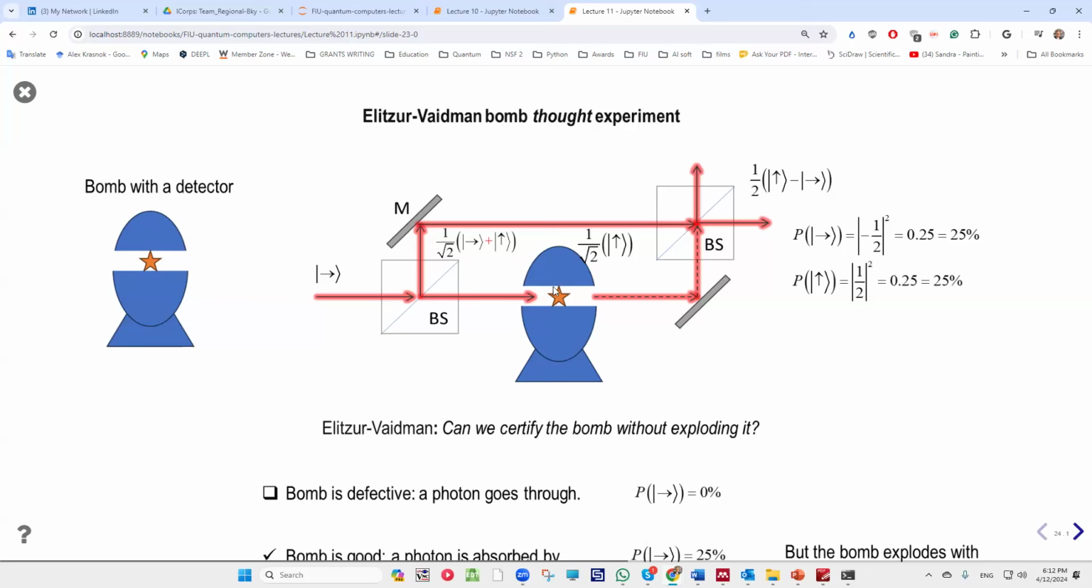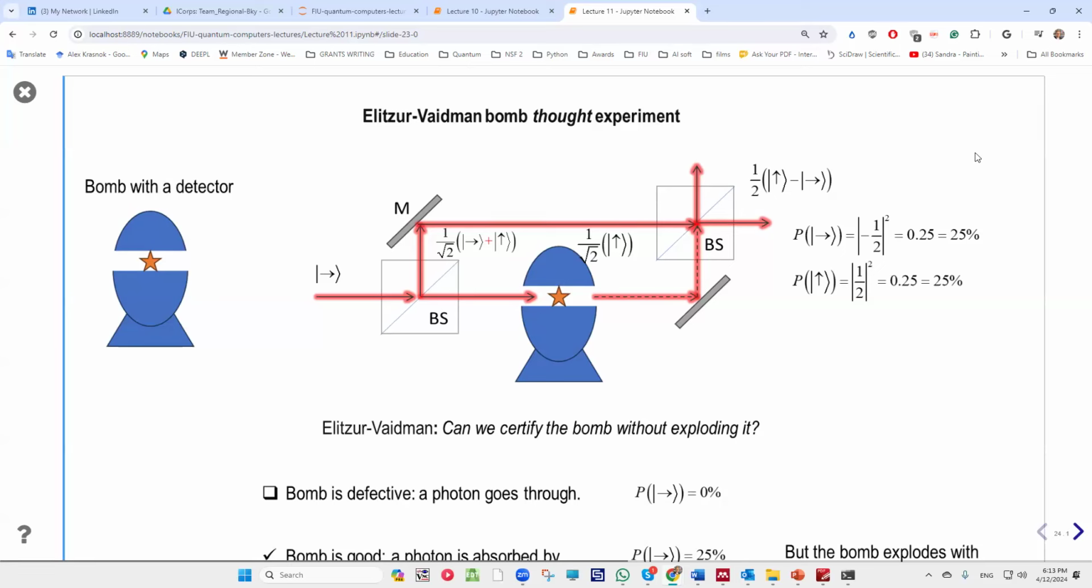But for a number of experiments, we will get 25% probability for the photon that goes vertically and horizontally. So in simple words, if we don't observe a photon here in the horizontal direction, the bomb is defective. If we observe a photon, the bomb is good.